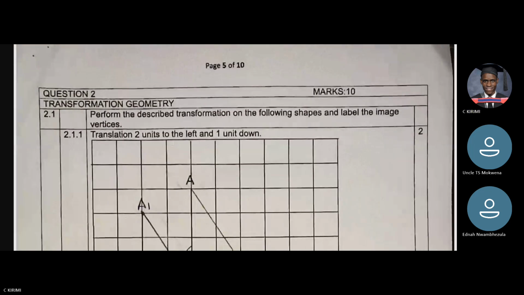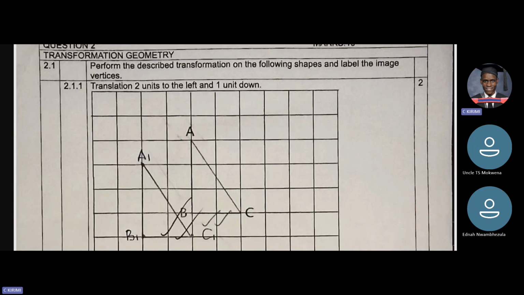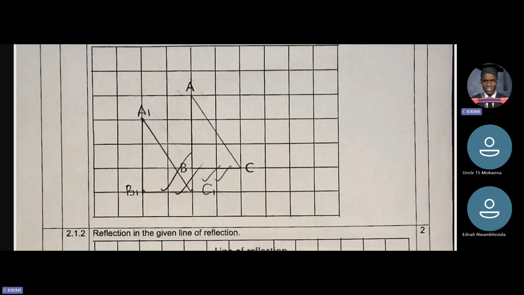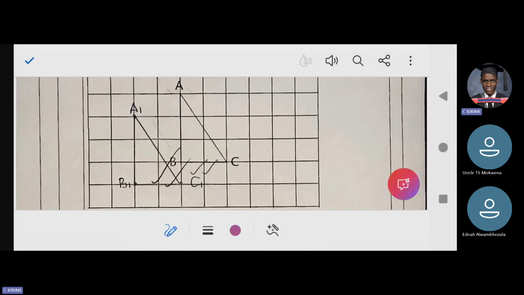Question number 2. It's saying translation of 2 units to the left, 1 unit down. So when you translate, you are first given an original shape. So the original shape is this one. This is the original shape in purple, which I'm putting now in purple. And it's given A, B, C.